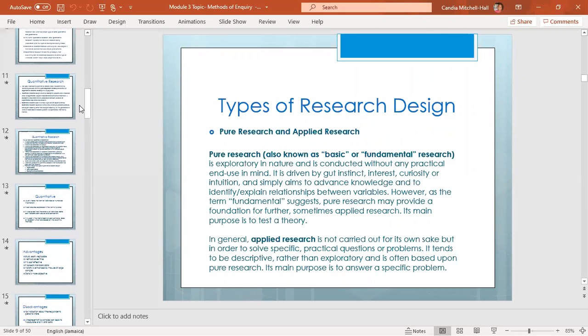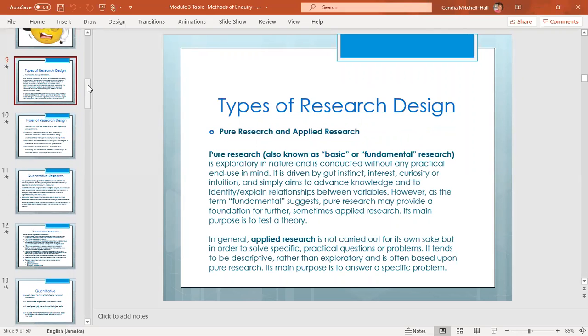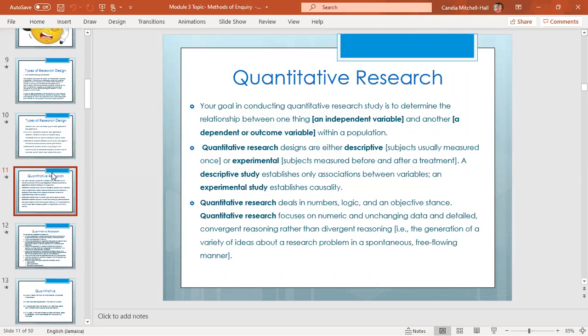Now, the first thing that we're going to look at is quantitative research, right? In conducting quantitative research, your goal is to determine the relationship between one thing and another within a population.